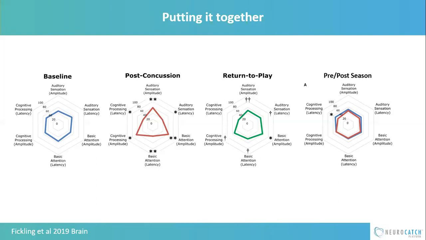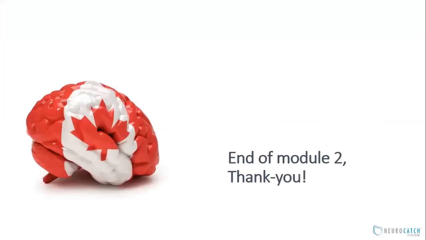And then the far right just shows you the pre-post difference in terms of the subconcussive impacts for players that didn't have a concussion. So that's sort of the next generation of what's coming, and that is the end of module 2.